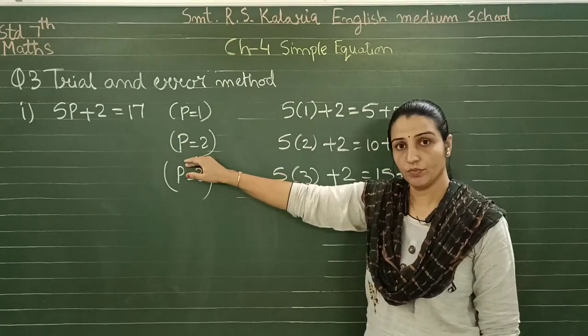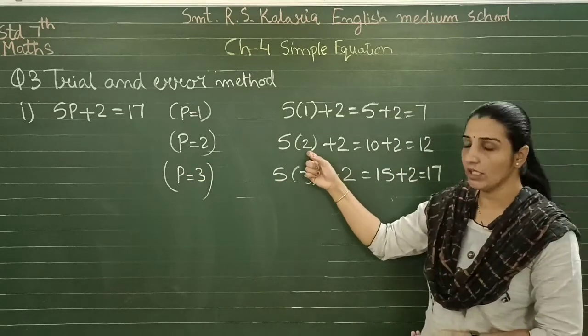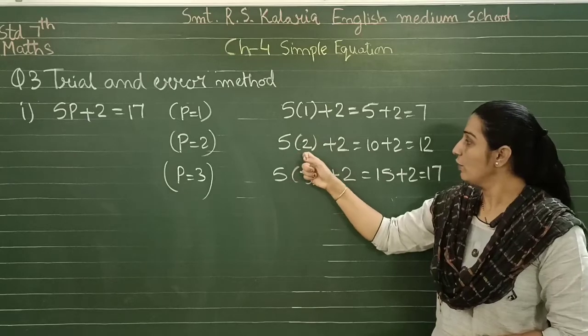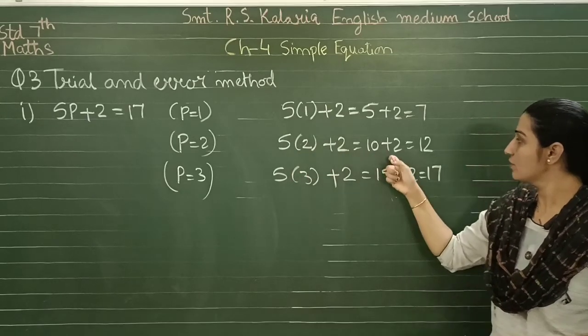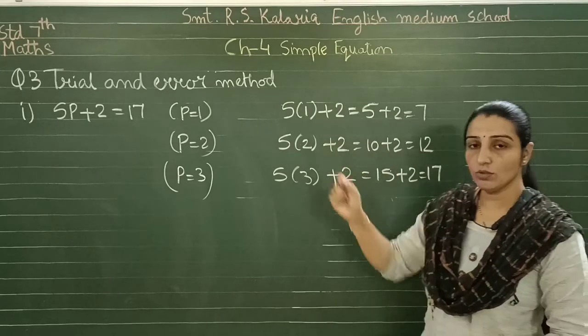Equals to 2. So now wherever I see p, what will I write? 2. 5 2s are 10, 10 plus 2 is 12. This 12 is again not equal to 17.